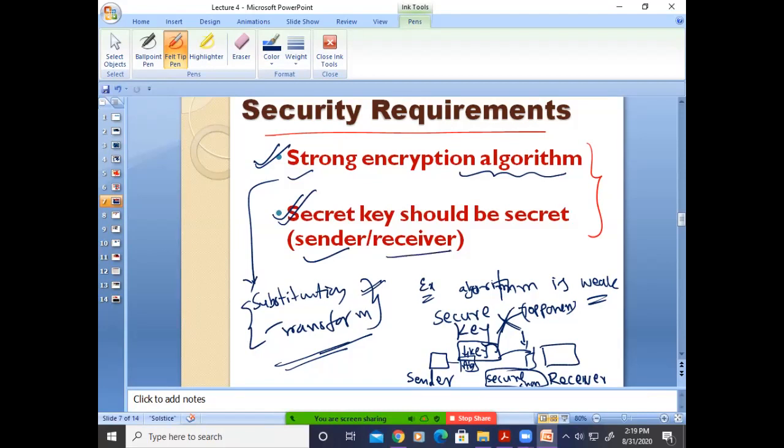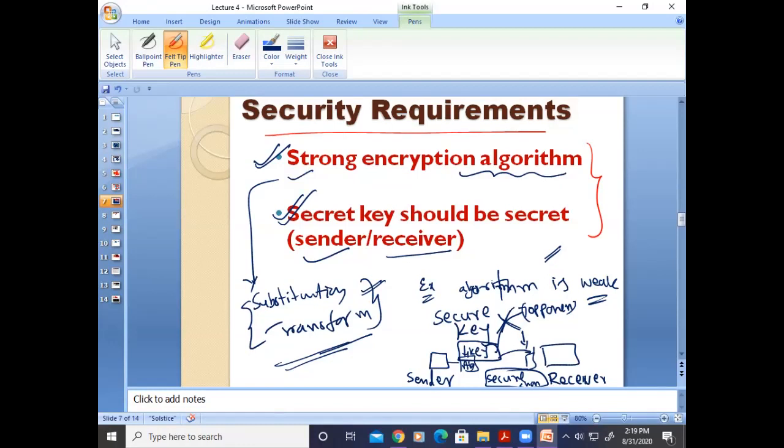It should not go to any other person. If these two requirements are possible, then the opponent cannot detect the messages, right? Or it cannot decrypt the ciphertext. Is this clear? The security requirements are a strong encryption algorithm, and the secret key should be kept secret. So that should not be given to any other person.